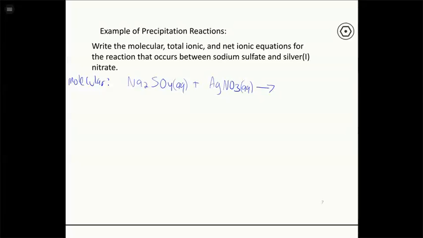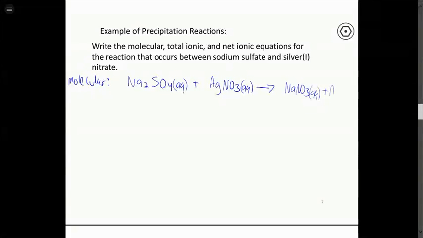So what we get in this case is sodium gets paired with nitrate to make NaNO3. I'll leave the balancing coefficients out for now. So Na+ gets paired with NO3- to make sodium nitrate, which is going to be soluble because sodium and nitrate are always soluble. And then silver+ gets combined with SO4 2-, so we have Ag2SO4.